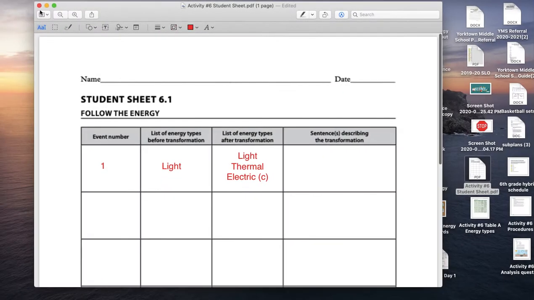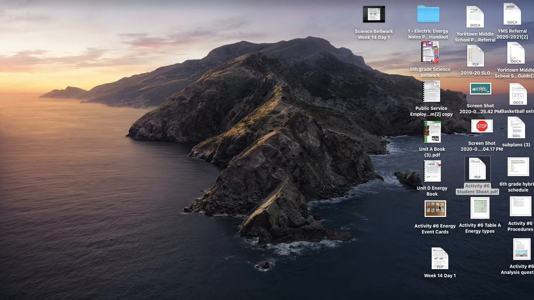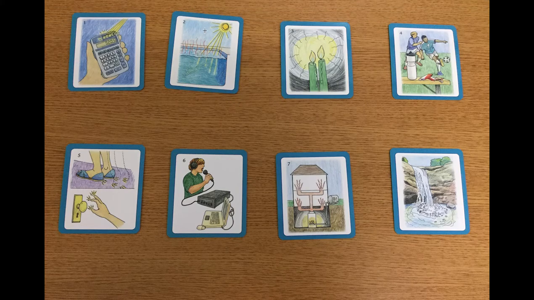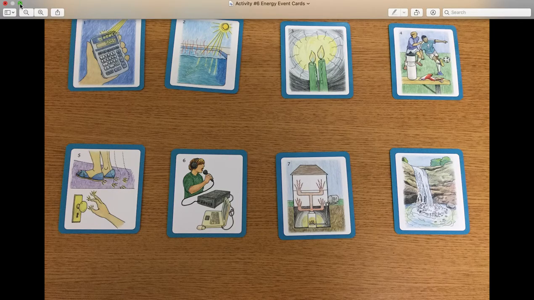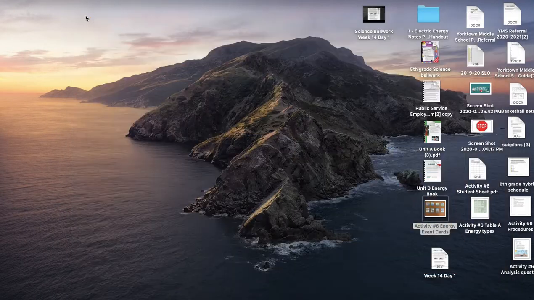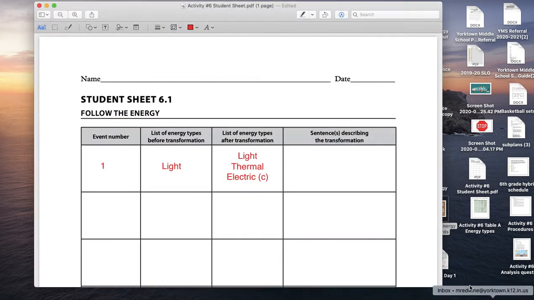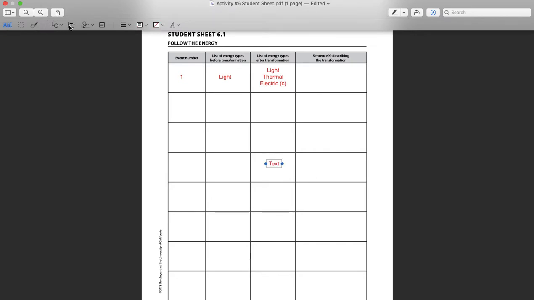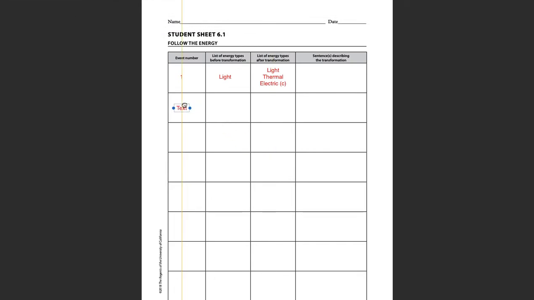So then, let's take a look at our energy event cards. Next one we have is the sun heating up the pool. So we'll go back to our student sheet. Since the sun is heating up the pool, first we're going to label this energy event card number 2. And make sure you guys have done that all the way down. So it'd be 1, 2, 3, 4, 5, 6, 7, 8.